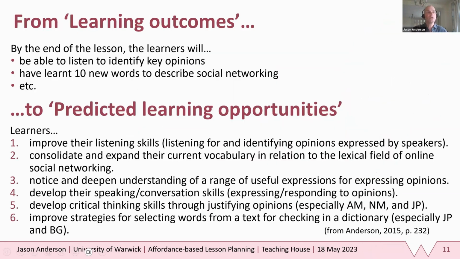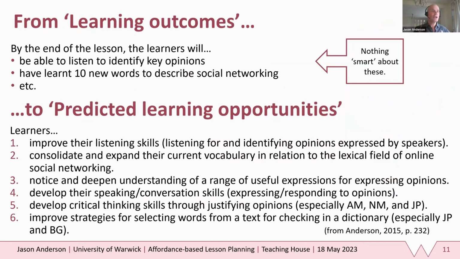The first one was I suggested that it's a good idea to switch from talking about learning outcomes to talking about predicted learning opportunities. Outcomes-based lesson planning typically expects teachers to identify things that the learners will have done by the end of the lesson. The difficulty here is that nobody knows, because it is impossible to predict what learning happens inside a learner's head by the end of the lesson.